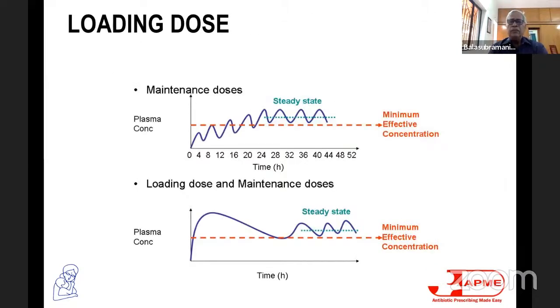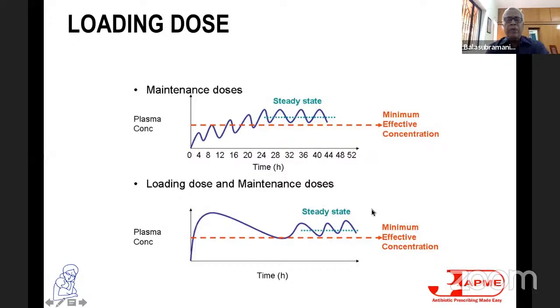The second is, when you use drugs which are concentration dependent, you always use a loading dose. What is a loading dose? You give a high dose in the beginning. If you give a low dose in the beginning and repeat it, it will take a longer time for the steady state to achieve, to maintain the concentrations above the MIC. But on the other hand, if you give a very heavy dose in the beginning and then top it up with repeat doses, the steady state will be maintained above the MIC.